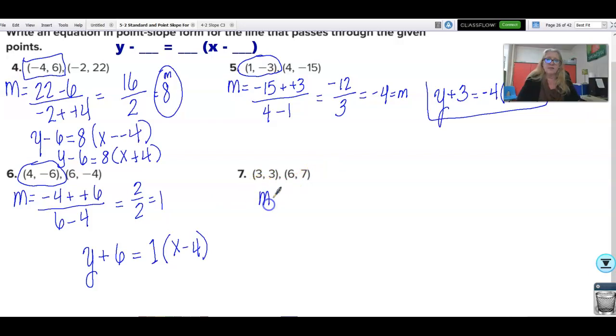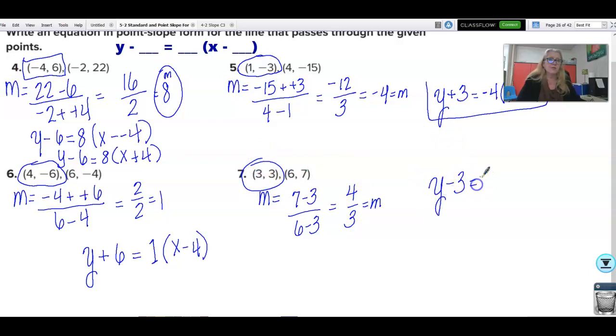All right, number 7, second y minus the first y over second x minus the first x. 4 over 3. So we have a fractional slope. I'll use 3 for my point. Oh, this one's easy. Y minus 3 equals 4/3 times x minus 3. Piece of cake, right?